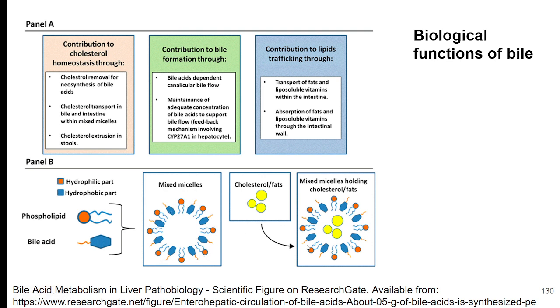So formation of the micelle is one of the important parts in the absorption of fat. Fat can be absorbed only in the form of micelles. Without that, the fat cannot be absorbed properly, and hence the bile has a major role to play in the absorption of fat. In addition to that, it also has a mechanism of removal of cholesterol, and cholesterol transport in the bile and intestine also is facilitated, and hence it has a role to play in the maintenance of the cholesterol level in the plasma properly.